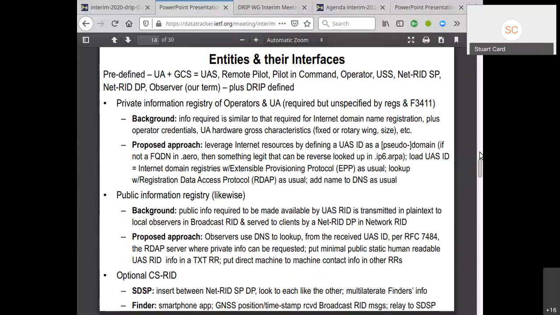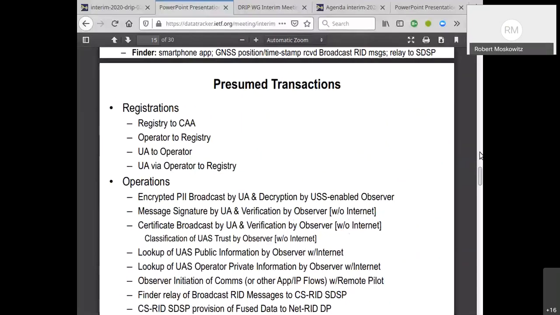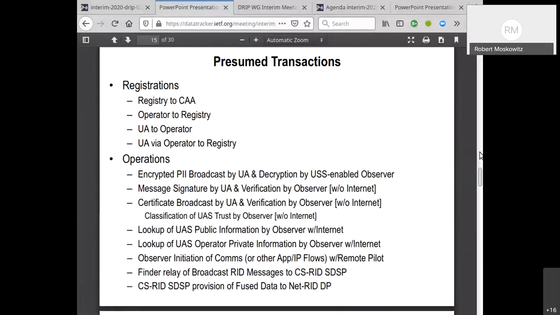Next slide. This is also unchanged, but it probably should be changed. There may be additional operations that are not on this list, so I would really solicit everybody to look at this list and identify what's missing.